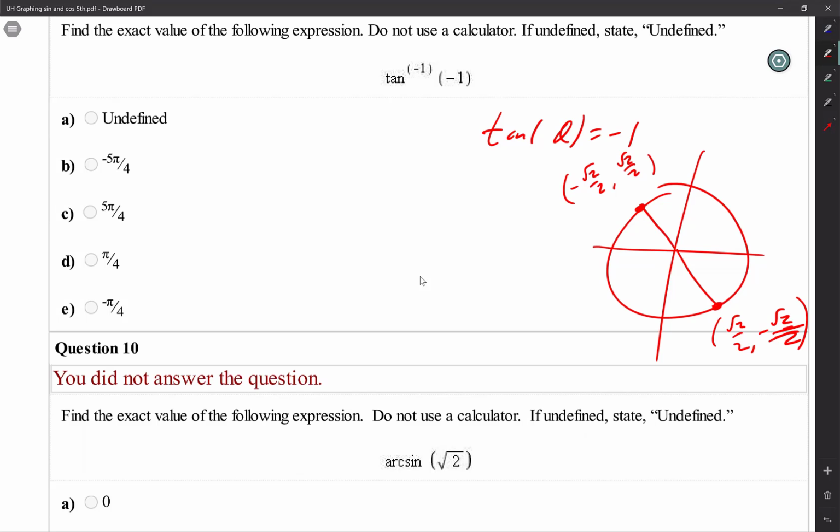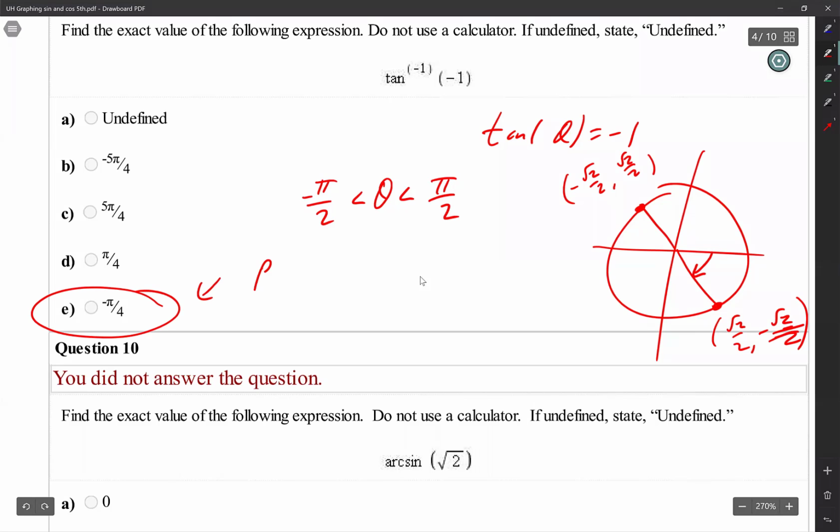So the answer that they're going to be looking for, guys, is the one on the principal branch. And don't worry, you will understand this when we talk about inverse functions. You're going to want answers between negative pi over 2 and pi over 2. So the answer is negative pi over 4. This is from the principal branch.